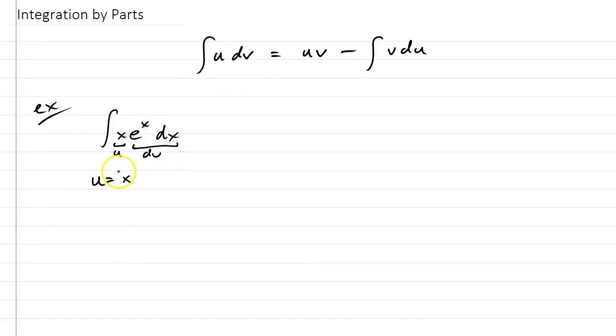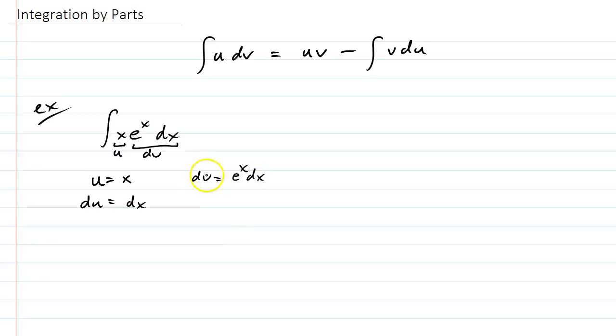First of all, though, let's deal with the u here. In our formula, you're going to need a u. You're also going to have to write du over here, meaning the derivative of u. So let's just write the derivative over here. That would be 1 dx, right? Or just dx.